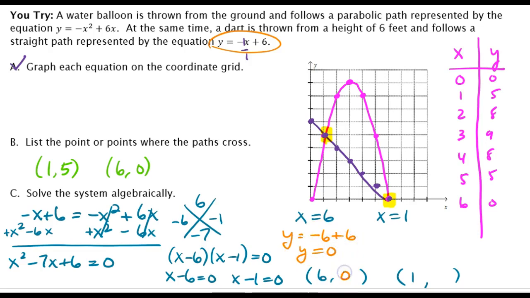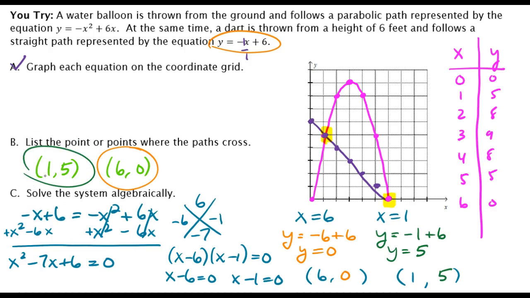So my point would be 6, 0, which matches this point right here. And then for my other x value, y equals negative x plus 6, and that would give me 5. So my other point is 1, 5, which is this point right here. So you can see in two different ways we solved the system of equations, and we got the same answer both times.